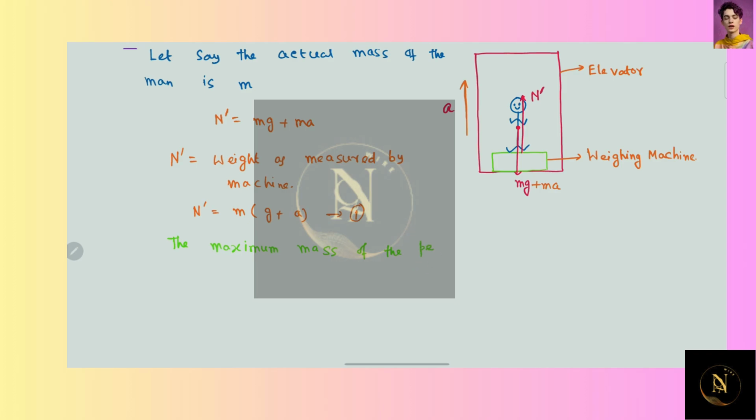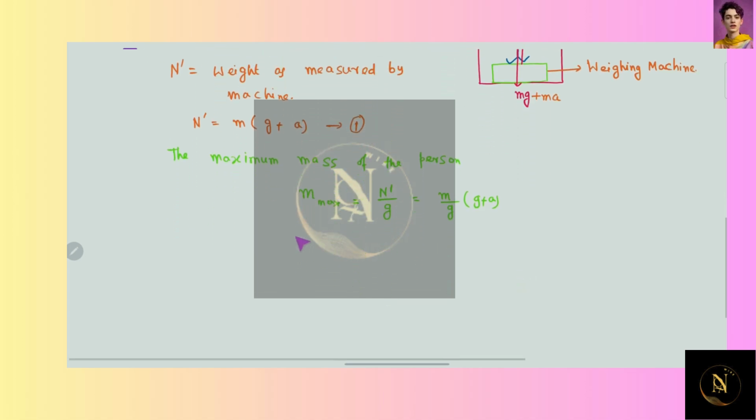So if you do that, you will get m into g plus a by g, which you can again simplify, and you can write the maximum mass as measured will be m plus m into a by g. This is, let's say, my equation number 2, which is very, very important.